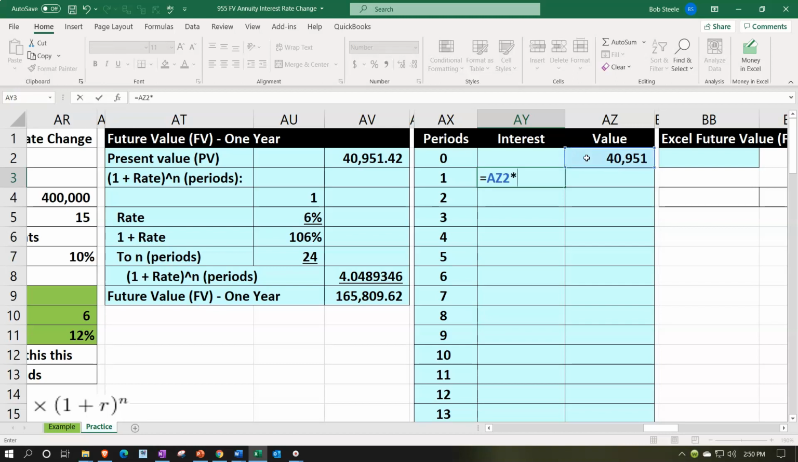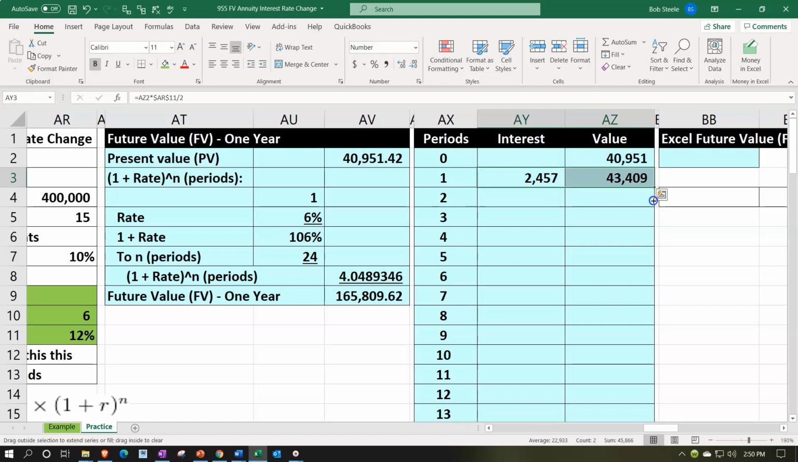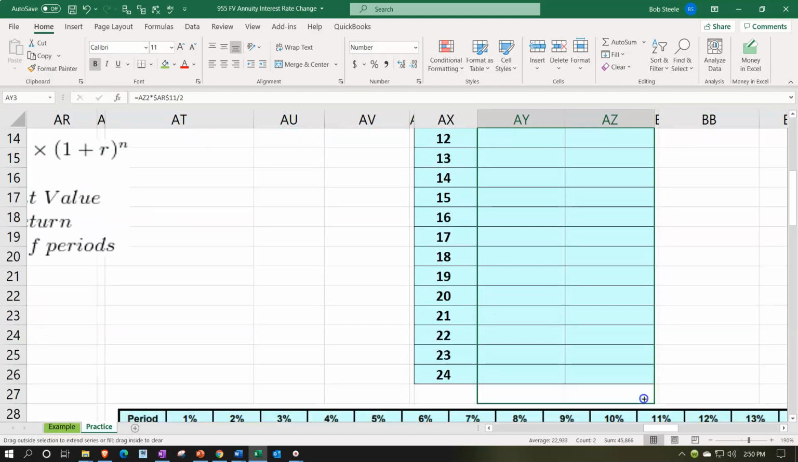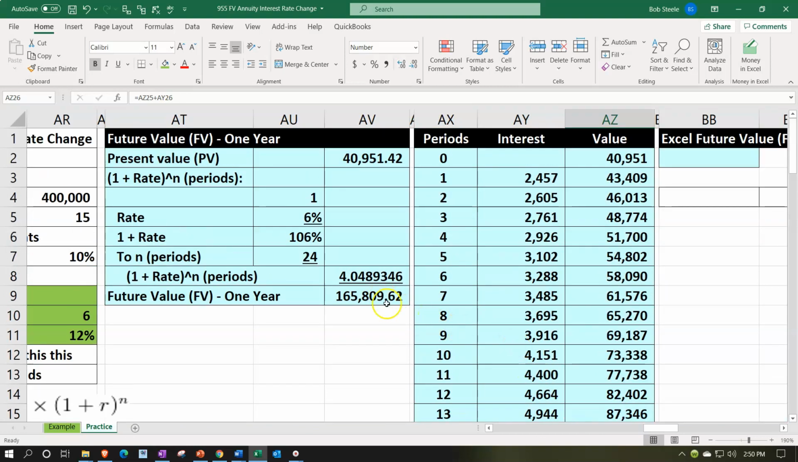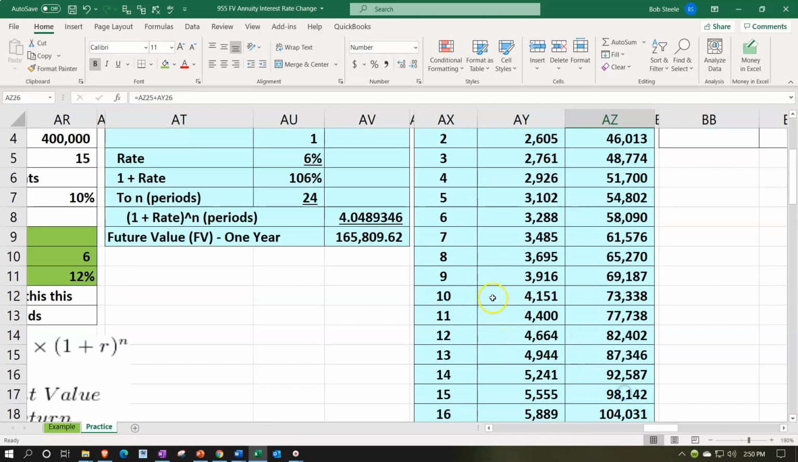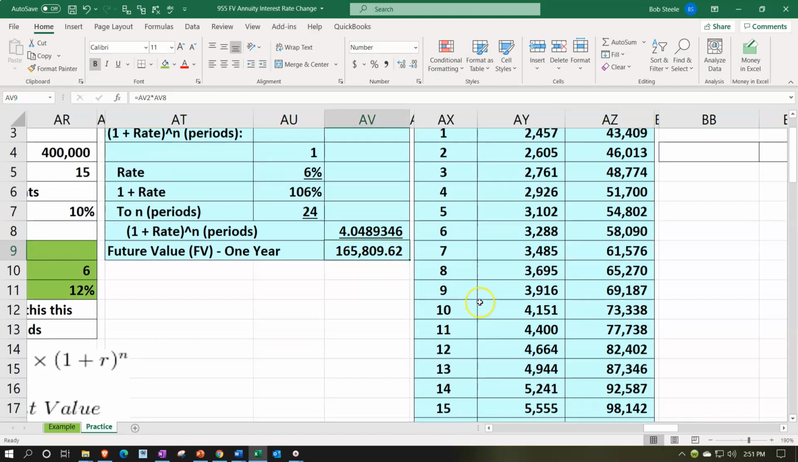So this times the 12%, and I'm going to divide it by 2. And then I want to make this 12% an absolute reference so I can copy it down. So I'm going to push F4 and then enter. So there we have that. And then I'm going to take the prior value plus the interest, and there it is growing. I'm going to autofill this all the way down, selecting the fill handle, dragging all the way down. And there we have it once again, the 165,810. The 165,810 is rounded 165,809.62.